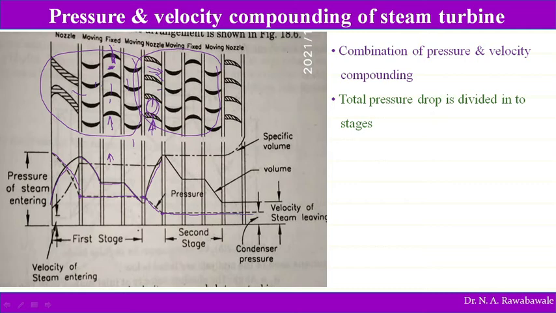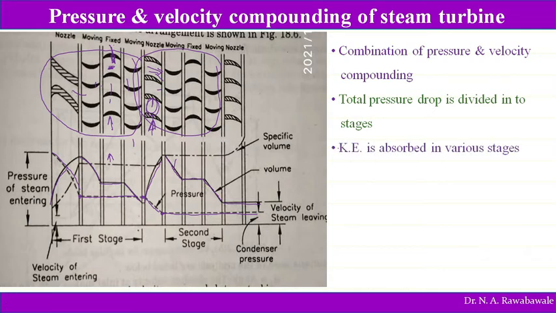So this remains constant, whereas this velocity gradually gets reduced in the moving blade. Again in the fixed blade it remains the same. Again it gets reduced in the moving blade. Again it remains constant. So this is how it is a combination of pressure and velocity compounding.